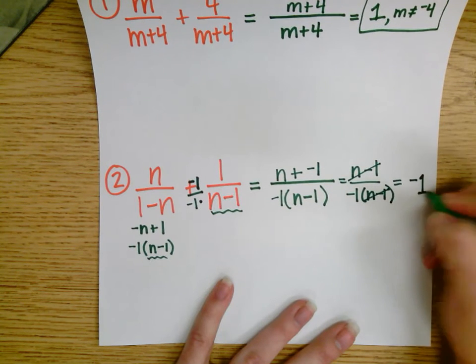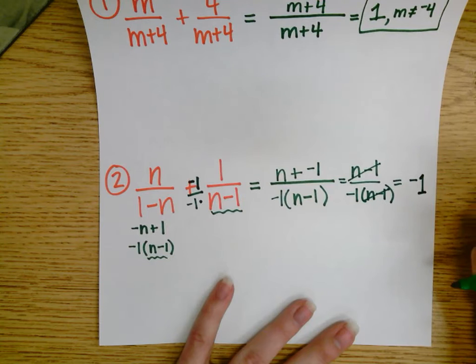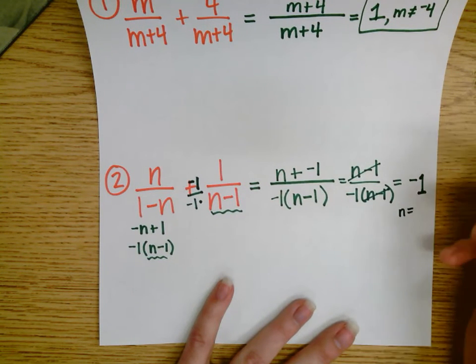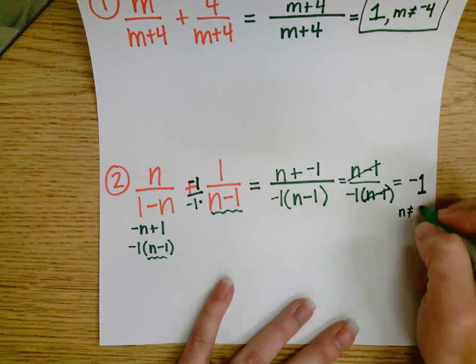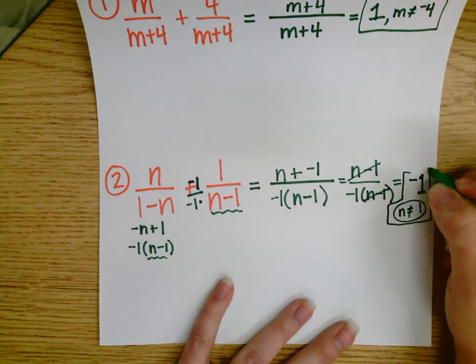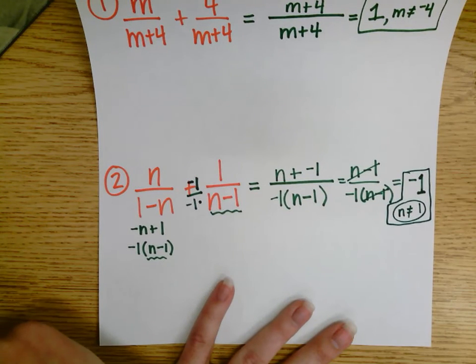Now, these don't always turn out so nicely. The last two examples have had nice answers. That's why I like math, because you can take something that looks really, really complicated and get something that's really nice. It's one of the reasons why I like it. So n is not allowed to be 1 is also part of my answer. Alright, my restricted value.